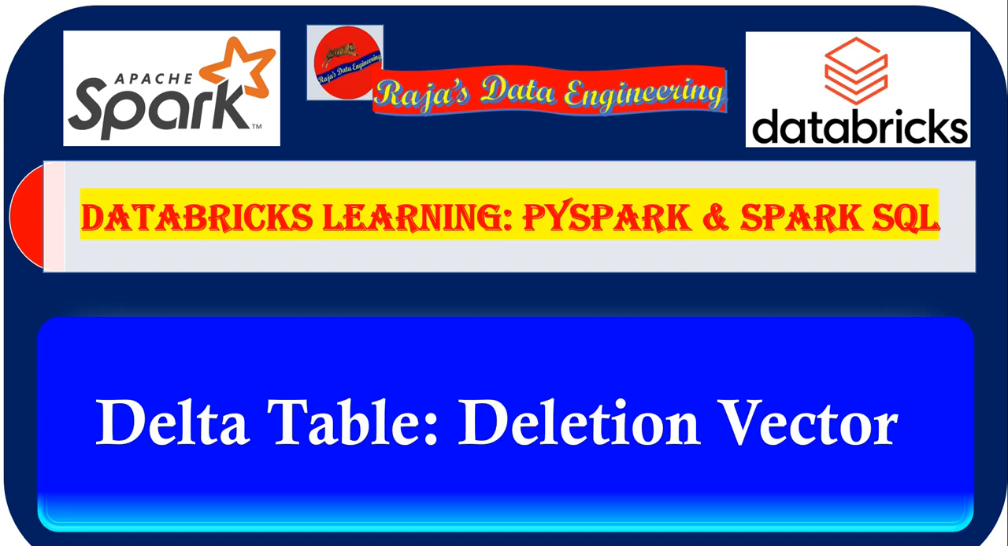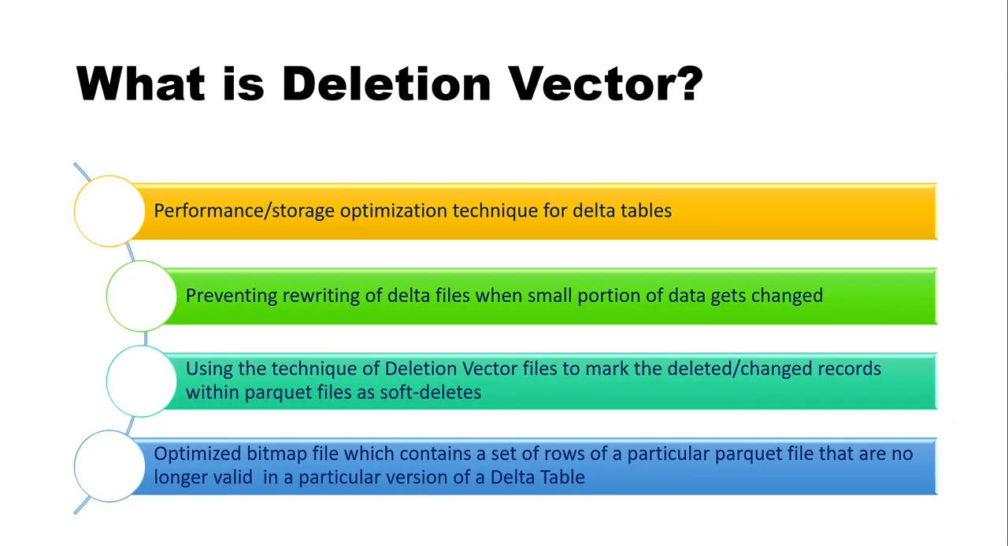In this video, I am going to talk about one of the performance optimization techniques, which is deletion vector in Delta table development. What is deletion vector? Deletion vector is one of the performance optimization techniques provided by Databricks. To be more precise, it is one of the storage optimization techniques. When I explain, you will understand how it is optimizing our storage.